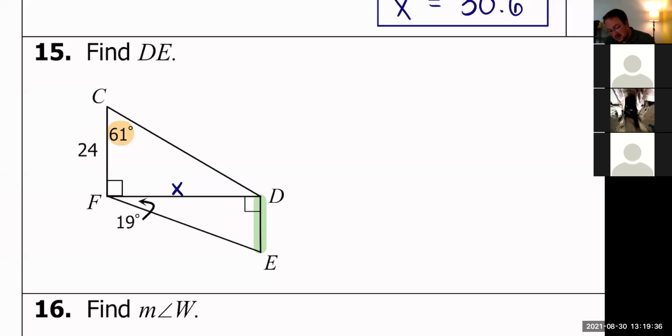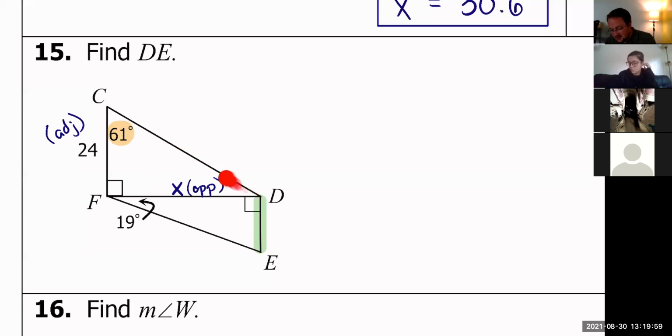Here, just look with respect to this angle right here. I have X and I have the 24. What would the 24 be? Adjacent? That would be the adjacent leg. And the X would be the opposite. I saw Tiara mouth it on the video.